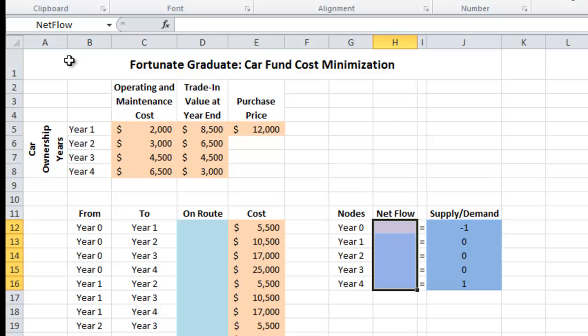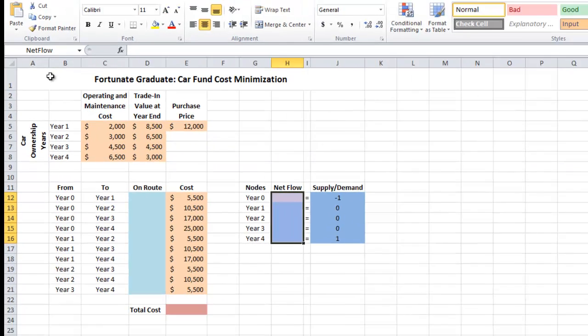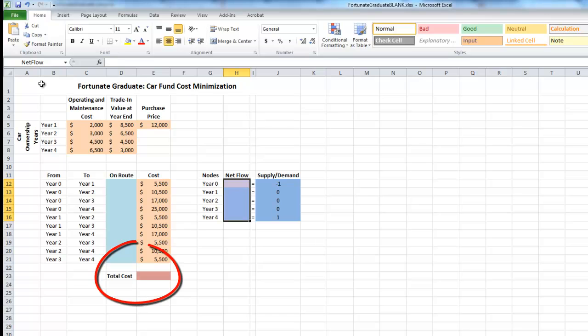Now, I will not be going into the full background of this problem here. I'll be doing that in the next section. All we need to know at this point is that we're trying to minimize the cost of a car fund that has been given to a recent high school graduate, and that will allow him to make certain decisions on his car purchases and trade-ins over the next 4 years. And that's all we really need to know right now.